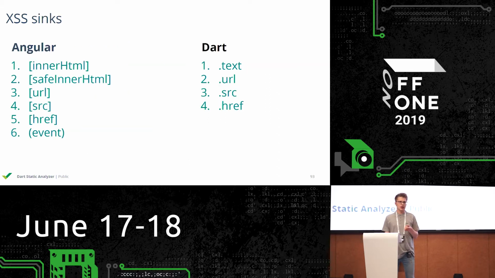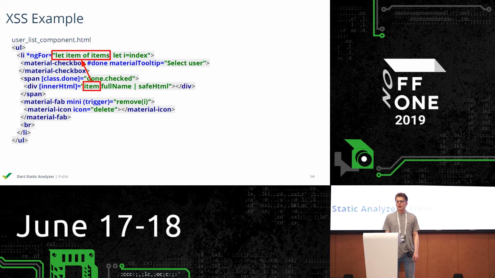What will be the sink in this scenario? We have two types of sinks. One would be Angular, and these are all possible locations where this data may fall into XSS. And also in the Dart code, we also have different locations. How will the scanner work when it checks all of this?